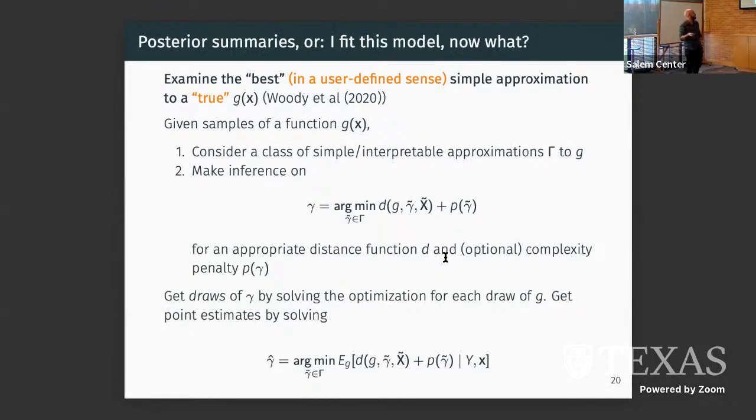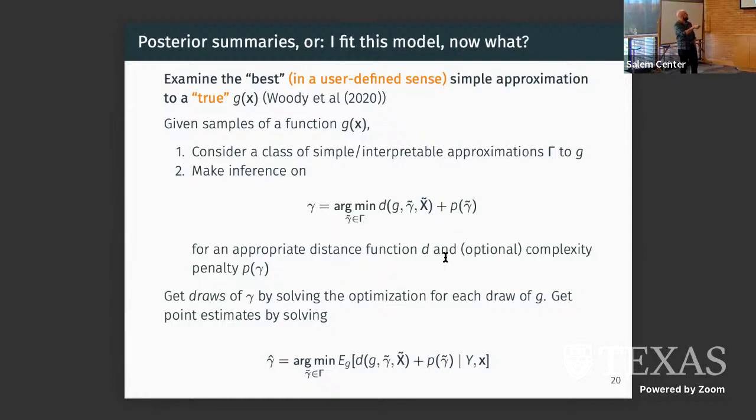So the idea here is very simple. I'm going to get posterior samples of my function g, tau. And then I'm going to define a class of simple or interpretable approximations, gamma, to that function g. So maybe I want to approximate it with a linear function, an additive function, a step function with big steps, corresponding to a subgroup analysis. I get to pick that, and I get to pick as many of those as I want, so I don't have to do this just once. And I'm going to actually make inference on this parameter that I'm calling little gamma.